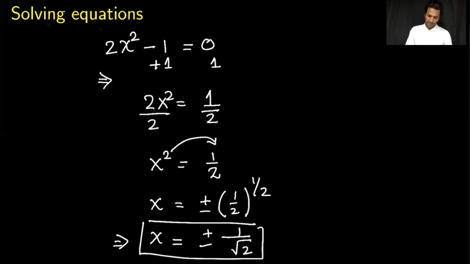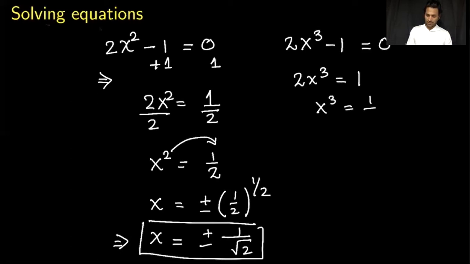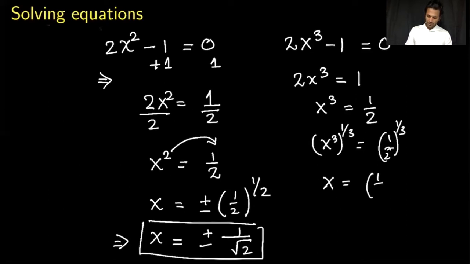Let's suppose you have x to the power 3 minus 1 is equal to 0. So you will begin in the same manner by first adding 1 on both sides, which will give you 2x cube is equal to 1. This time x cube gives you 1 over 2. And if you take the power 1/3 on both sides, you will get x is equal to 1 over 2 to the power 1/3. So basically, moving the power to the other side is just reciprocating the power.